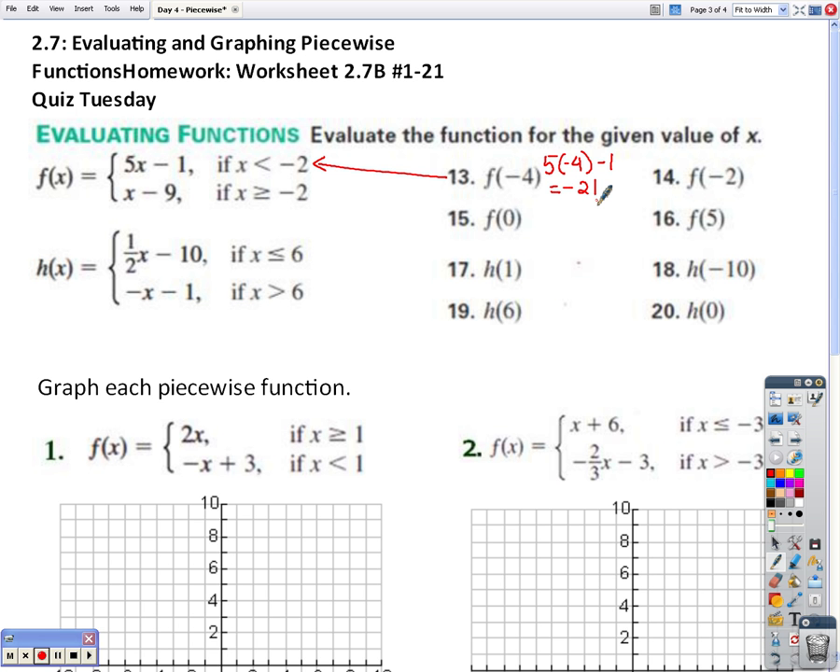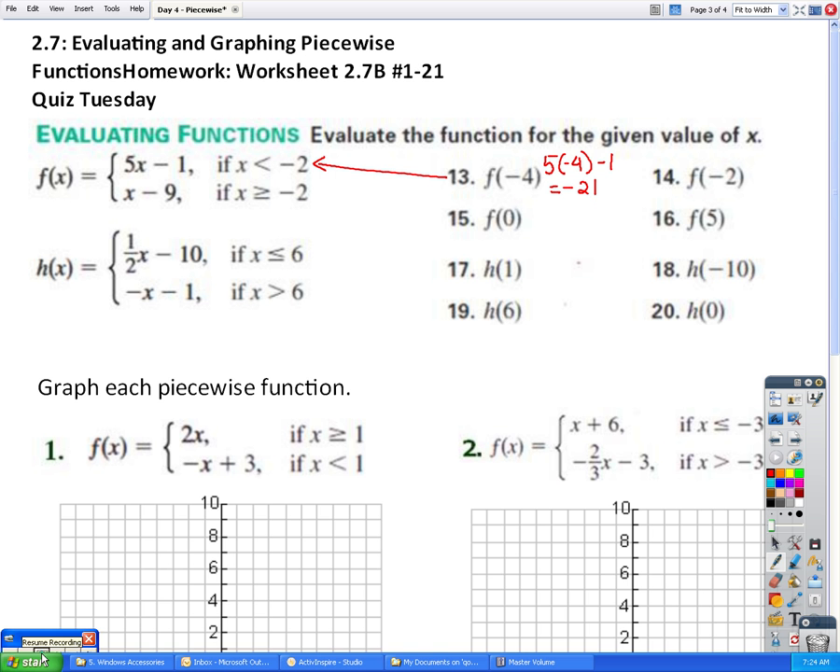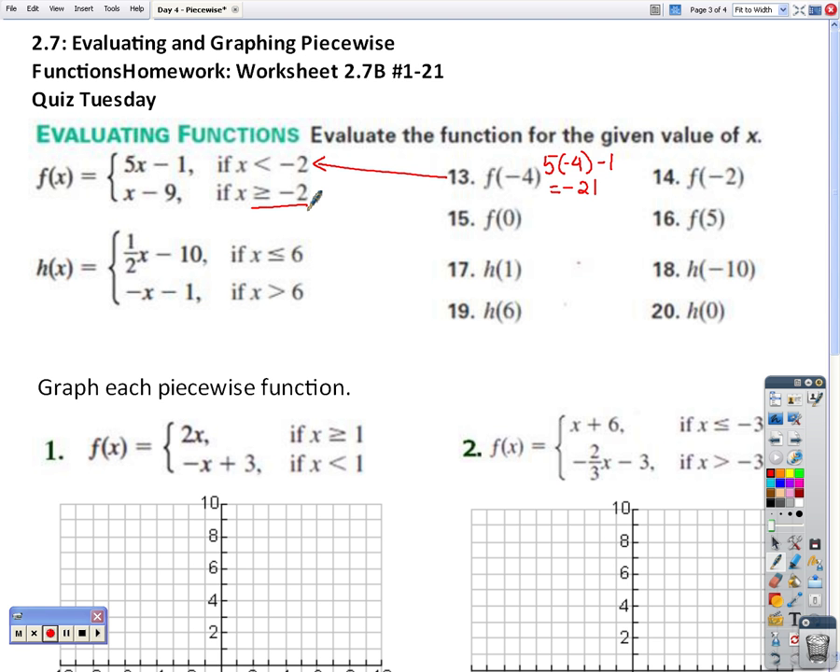Number 14, f of negative 2. Okay, so the next one is f of negative 2. Alright, f of negative 2 is going to fall for number 14 if x is greater than or equal to negative 2. So it's going to be negative 2 minus 9, which is going to be negative 11.